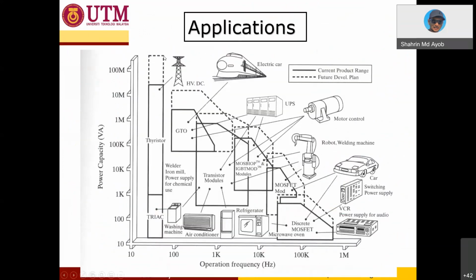Okay, it depends on the application. Usually for HVDC, we don't switch at a very high switching frequency. It's only 50 hertz or 60 hertz. And usually the voltage and current ratings are very high, so there's no need to use a MOSFET. Maybe a Thyristor is good enough.